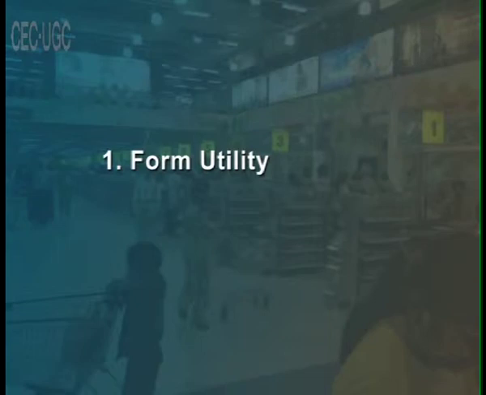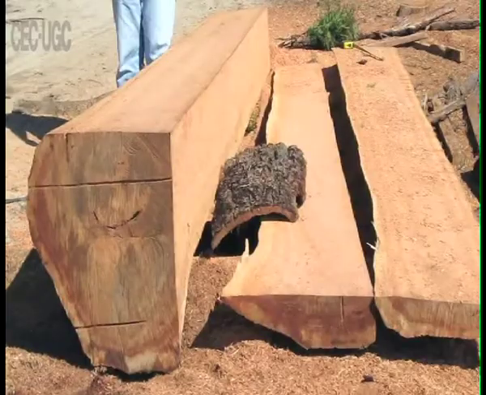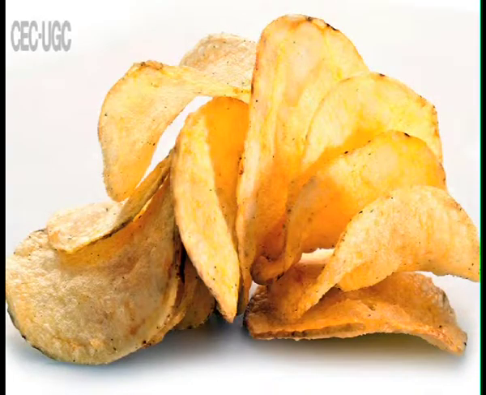First, form utility. A product must be processed into a form that the consumer wants or needs. For example, wheat is processed into bread, trees are processed into wood, and potatoes are processed into chips. If you order chips with your snacks and the waiter brings you a raw potato, you probably wouldn't be happy.